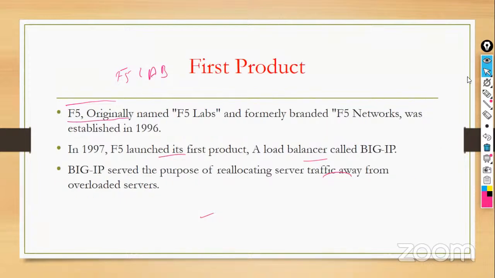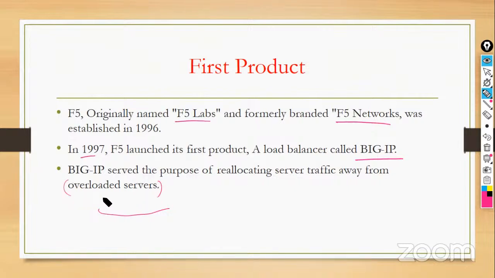F5 launched their first product in 1997. F5 was originally named F5 Labs and was formally rebranded to F5 Networks. Their first product, launched in 1997, is called Big IP. Big IP serves the purpose of reallocating server traffic away from the overloaded server. So we will learn how we can reduce the load from overloaded servers.